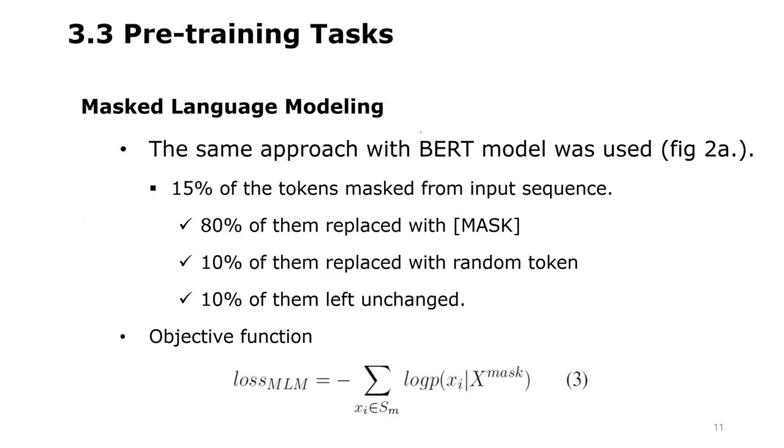The masked language model, MLM, is the same as the BERT masked language modeling approach. It takes 15% of the tokens from the input for masking. 80% of them are replaced with the mask symbol, 10% are replaced with random tokens, and 10% are left unchanged. It's the same as the BERT approach. We compute the objective function using the MLM loss function.